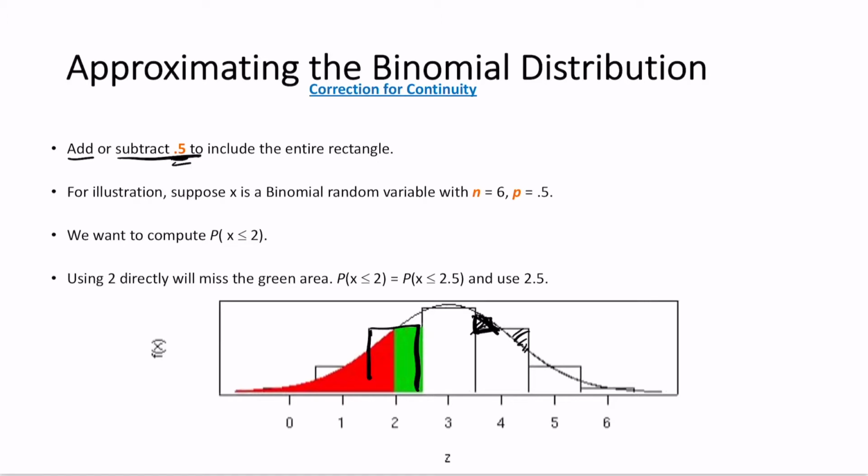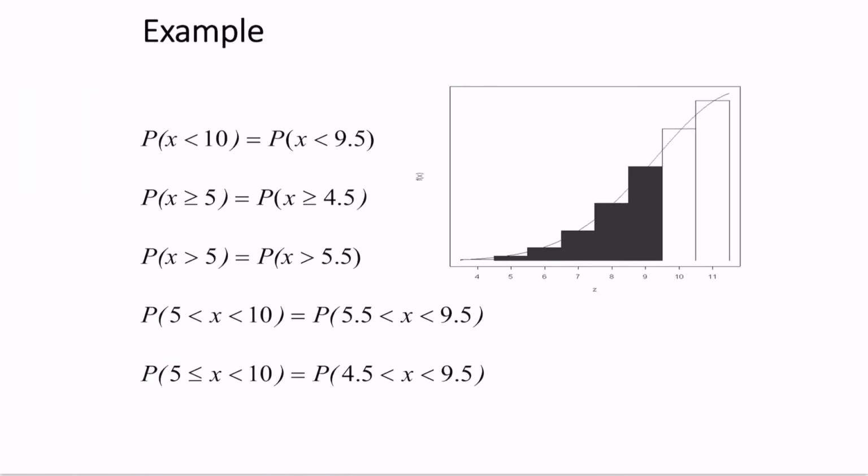So for example, using 2 directly to calculate the probability of x less than or equal to 2 might not be the right thing to do. We would rather use the probability of x less than or equal to 2.5, that is plus 0.5 here. If it is less than 10, we can take less than 9.5. If it is greater than or equal to 5, then write it as greater than or equal to 4.5.